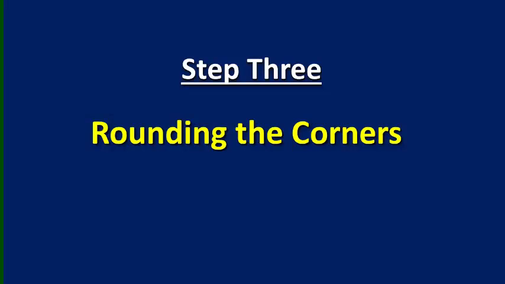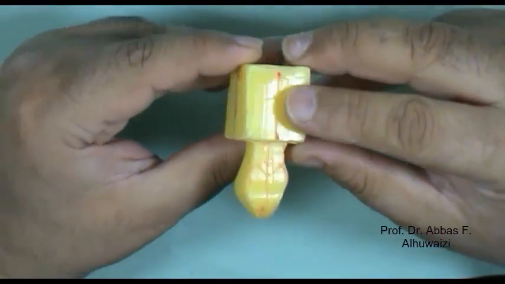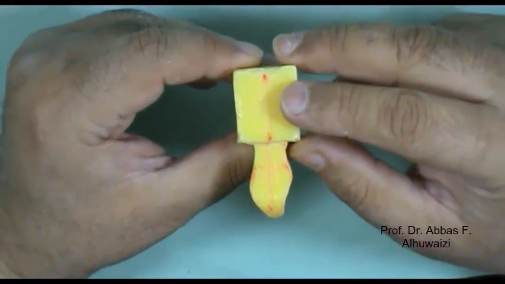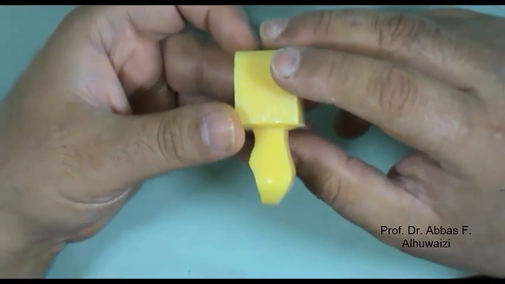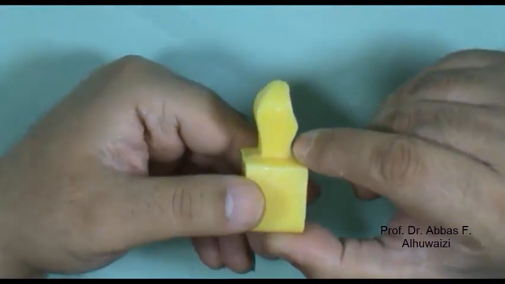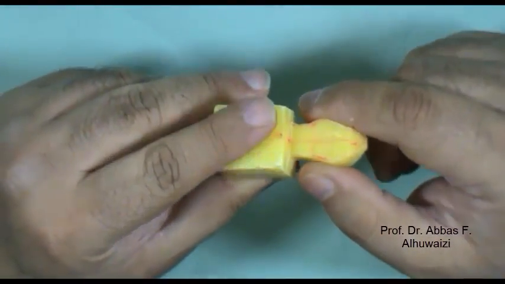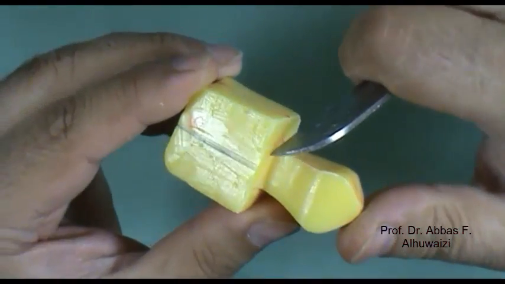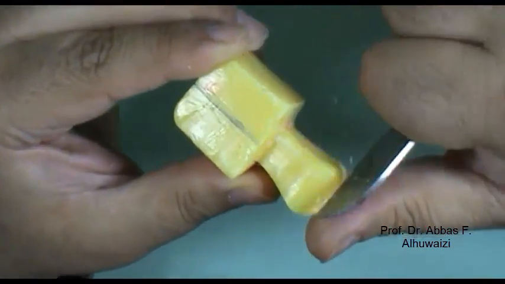Step 3. Rounding the corners. After cutting the mesial, distal, and buccolabial surfaces, we get sort of a square-shaped figure with sharp corners. Now, by the use of a plaster knife or a wax knife, these corners should be rounded.